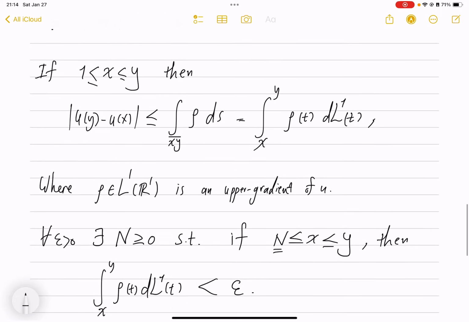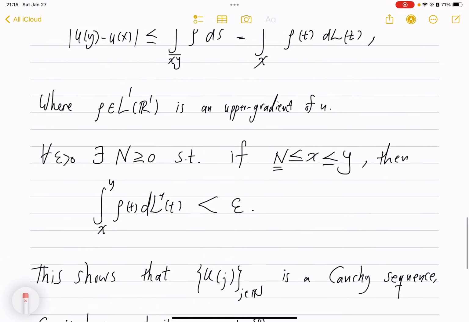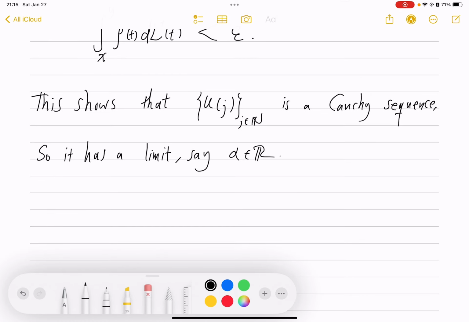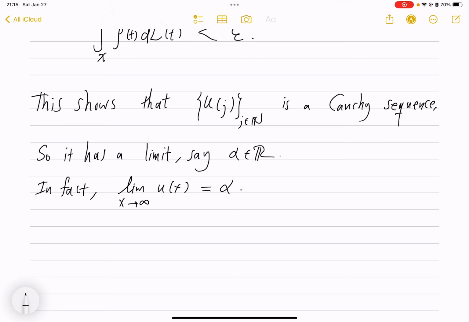And look, there was nothing special about picking this particular sequence. For any sequence of x_j's that go to infinity that you pick, you will have the same assertion. And by comparing different sequences to each other, again by this inequality, you can see that this limit is independent of what sequence you take. So in fact, the limit of u(x) as x goes to positive infinity is equal to this alpha.